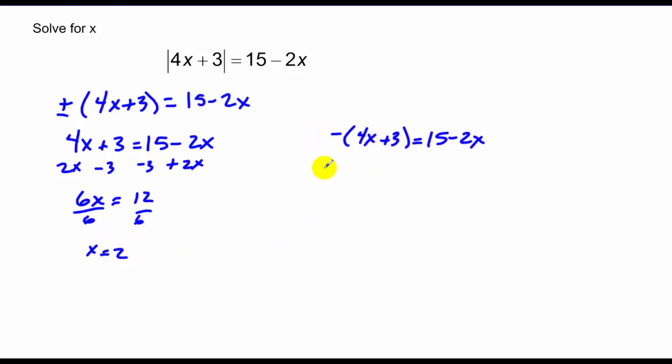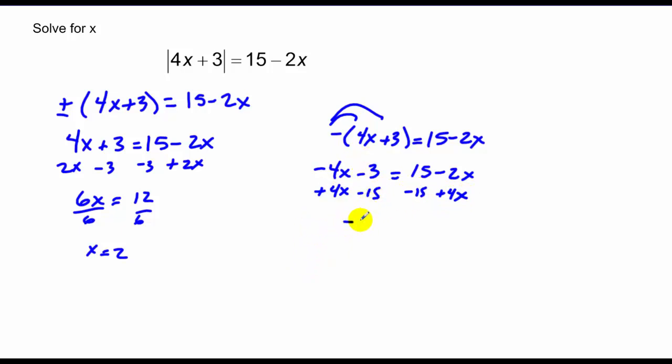In this case, I can do it a number of different ways. I could divide by negative 1 on both sides, or this time I'll take and distribute the negative in. So I have a negative 4x minus 3 is equal to 15 minus 2x. This time I think I'll add 4x to both sides and subtract 15 from both sides. This side yields negative 18, while this side gives me a positive 2x. I've got negative 9. So I get values of 2 and negative 9.